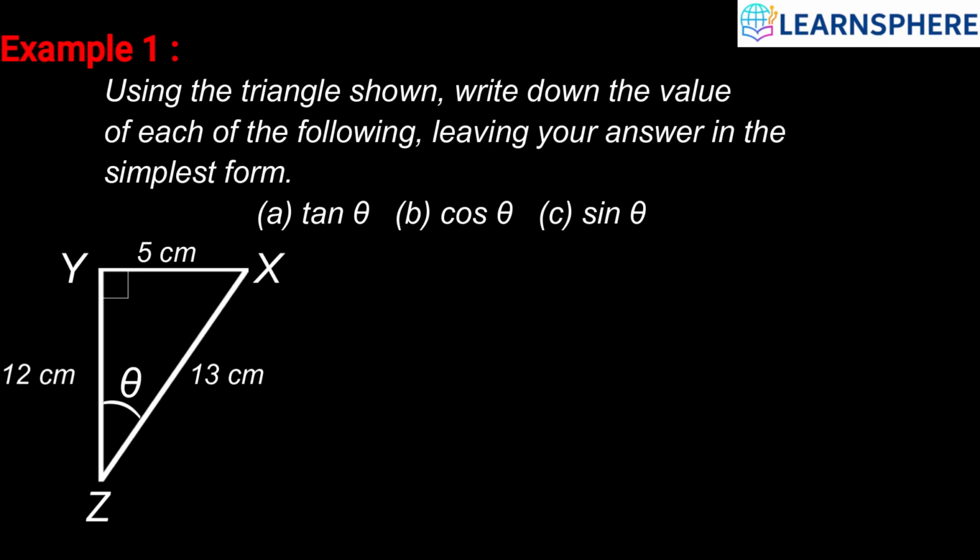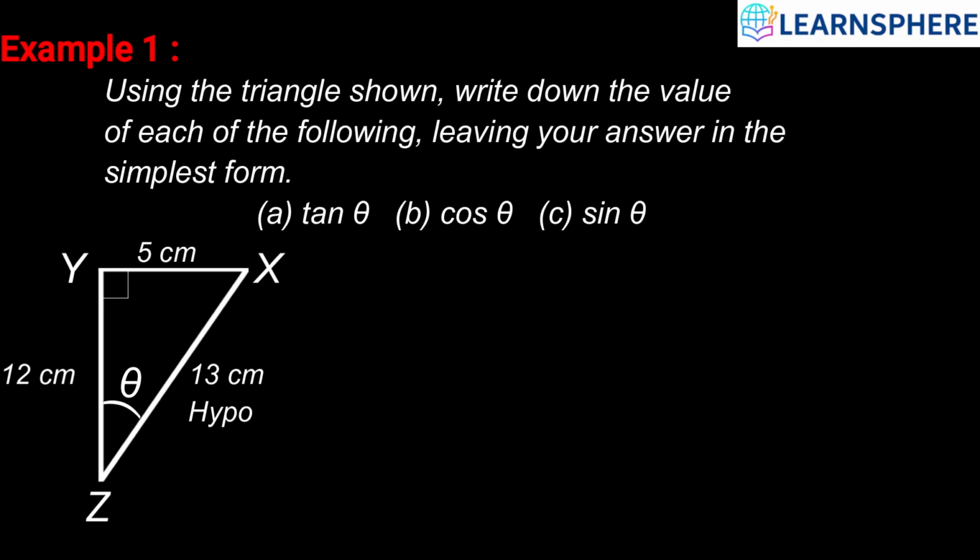The first step is always to label the triangles relative to the given angle and identify which side is opposite, adjacent, and which one is the hypotenuse. Firstly, we can start by labeling the hypotenuse. The hypotenuse is always opposite the 90-degree angle. And in this triangle, the hypotenuse is XZ of 13 cm, and we can label this hypo.